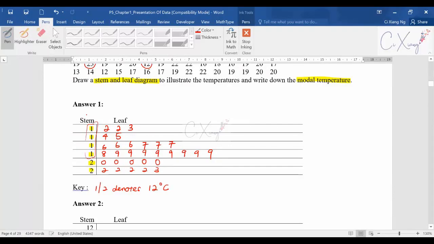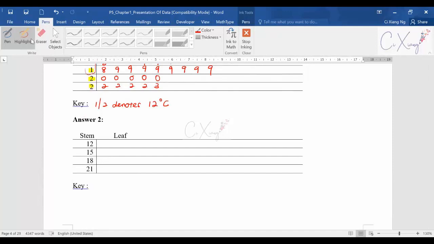All right, then how about answer number 2? For answer number 2, they give you the stem numbers starting with 12, then 15, then 18, then 21. Again, you have to have a guess. How can you fit your numbers in here? If the first stem is 12, your smallest number is 12, right? If you put in 12 until 13 here, then the next class starts with 15. So maybe the first class is 12 until 14.